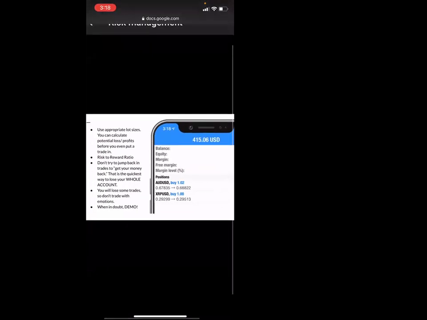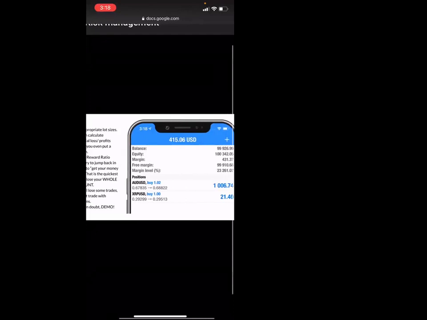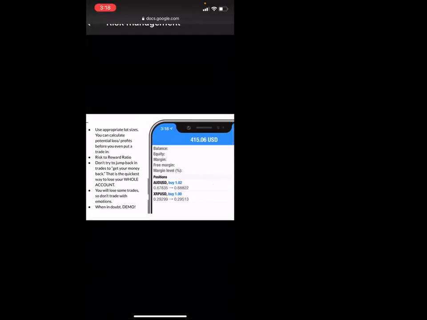Okay, so next thing is use appropriate lot sizes. You can calculate your potential loss or profit before you even enter a trade. When it comes to figuring out your losses to your profit, basically looking at what am I going to either gain or lose, you can figure that out up front just by knowing, okay, what kind of lot size am I using? And then how many pips is the stop loss? How many pips is the take profit away from the entry point?